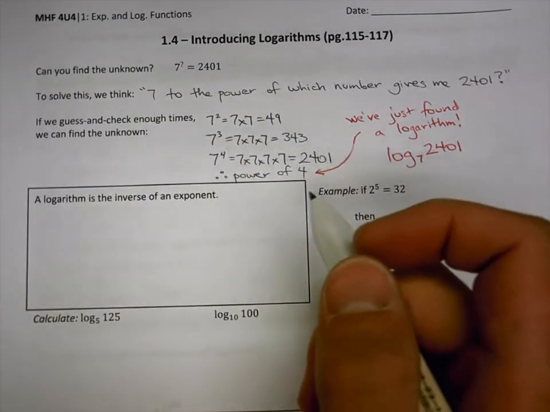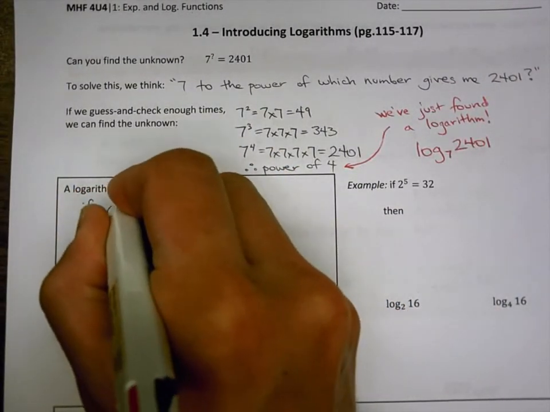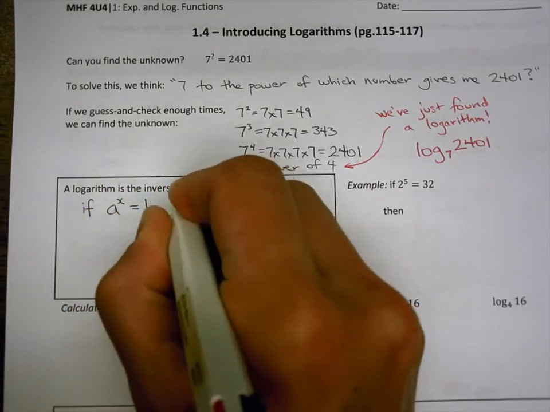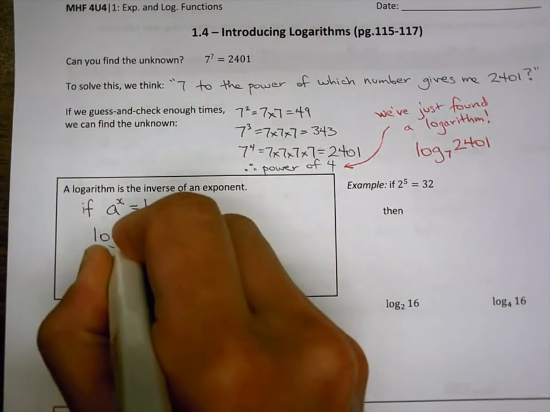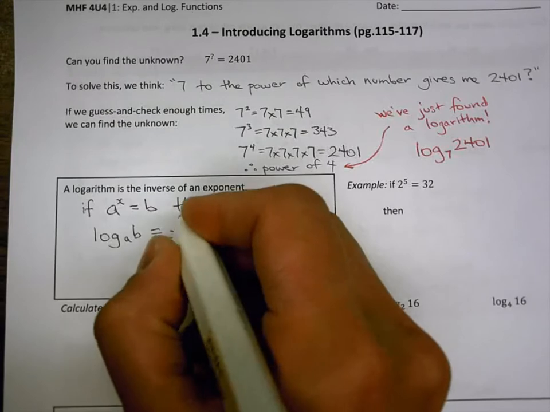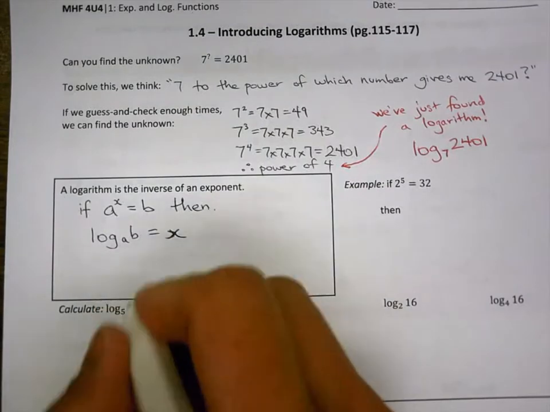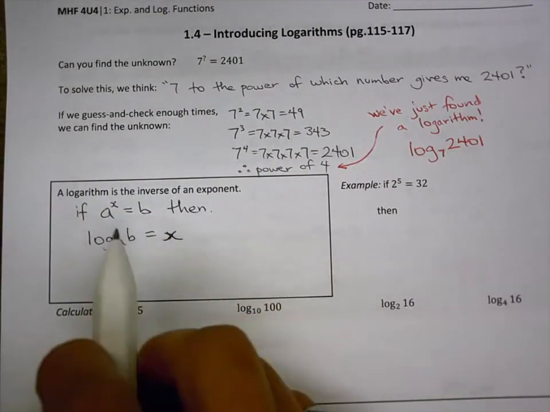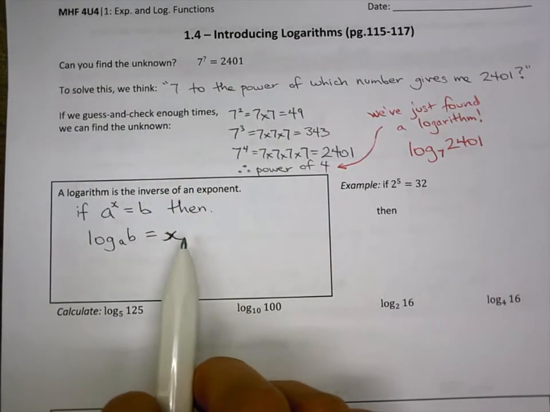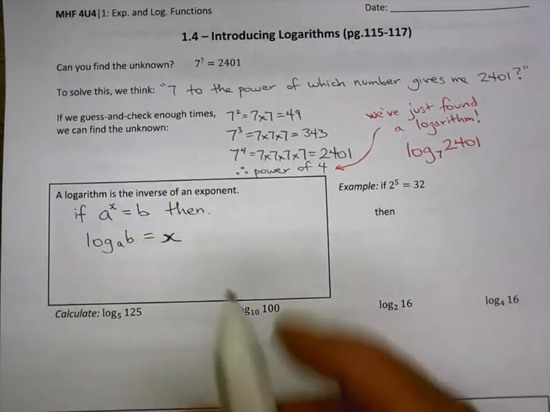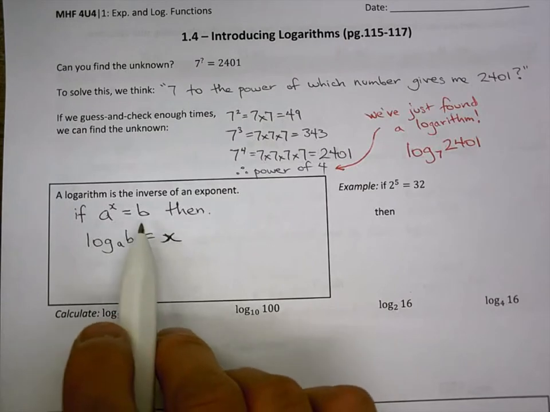So let's define this. Let's write this out in math lingo. If I have a to the power of x is equal to some number b, then log of b base a is equal to x. What we see is that exponents and logarithms are actually two sides of the same coin. They're actually inverses of each other. Actually, if you really want to hear something interesting, the logarithms were discovered in math before exponents.